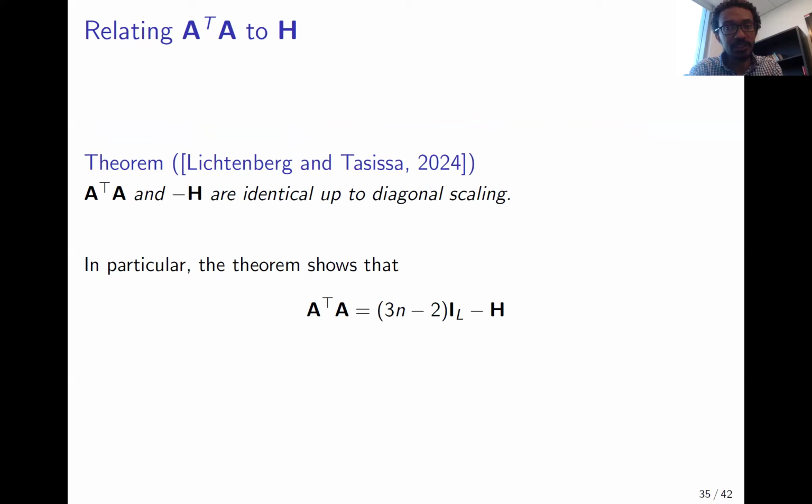It turns out this matrix A that arises in metric nearness, and the H matrix, which is the inner product matrix of these W alphas that I showed you earlier, are identical up to diagonal scaling. So A transpose A and this minus H are identical. In particular, the result of this theorem shows that A transpose A can be explicitly written in this way. And since we have already characterized the eigenvalues of the spectrum of H, by a simple shift of the identity, we can now characterize all the eigenvalues of A transpose A, which are the singular values.